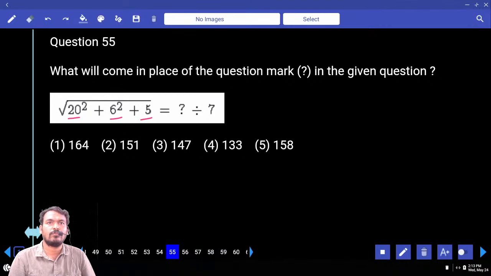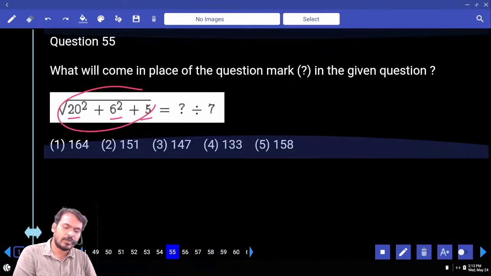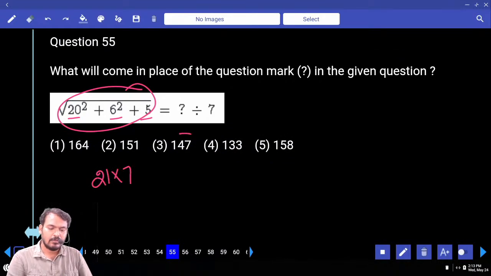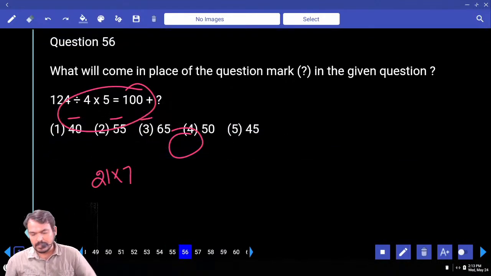Next 55. First 20 square 400, 6 square 36 plus 5, 41. Total it is 441. Square root of 441, 21 into 7. What is the answer? 147. Next 56.